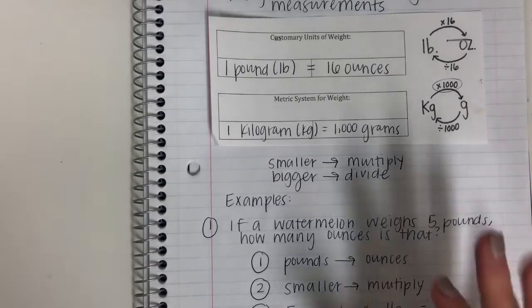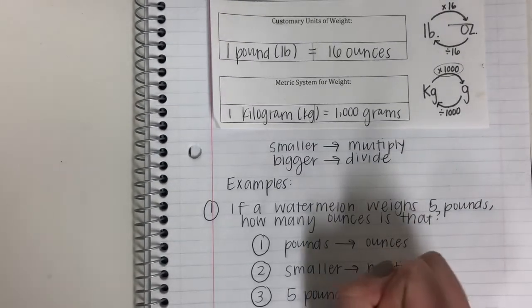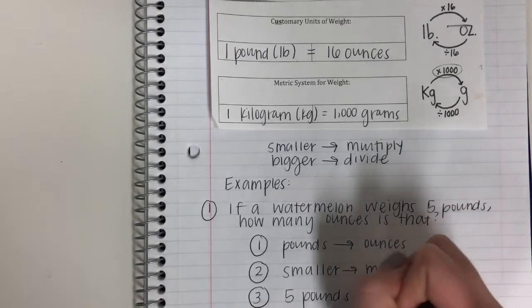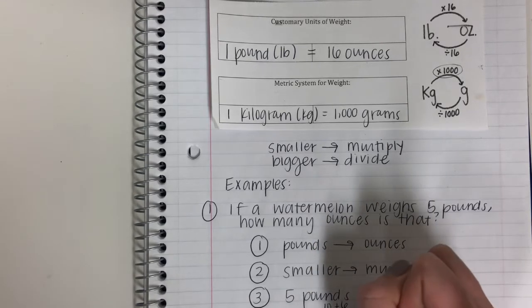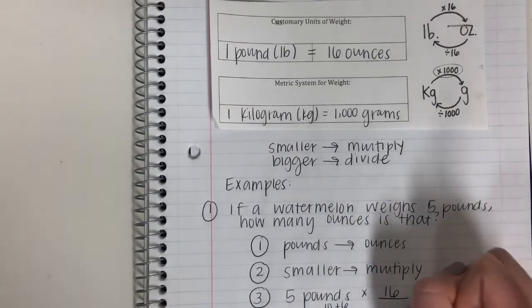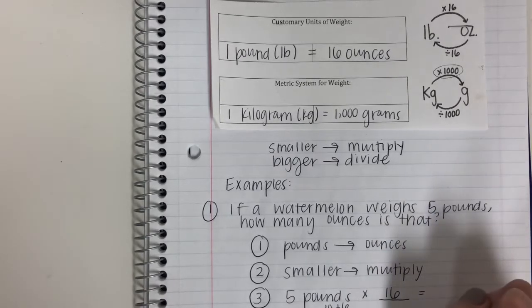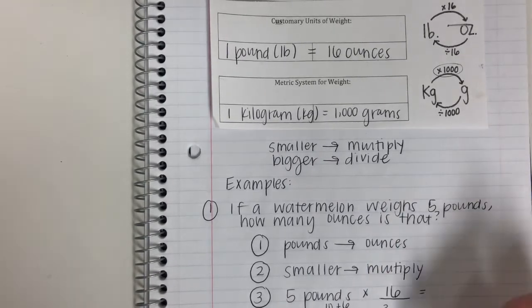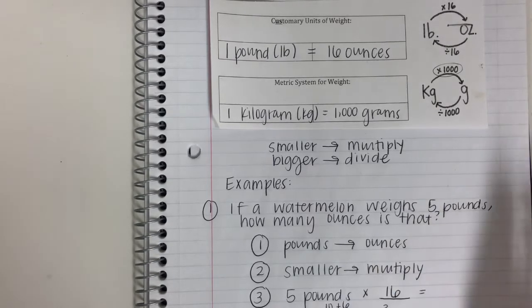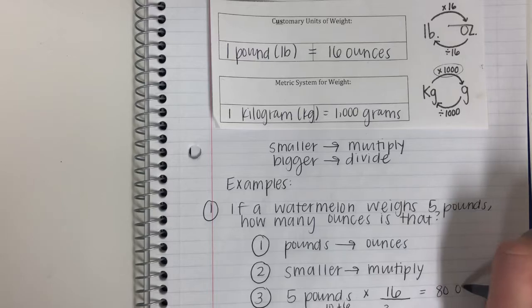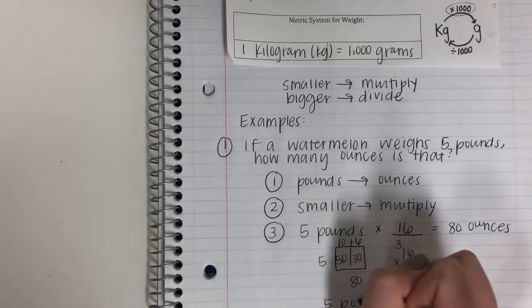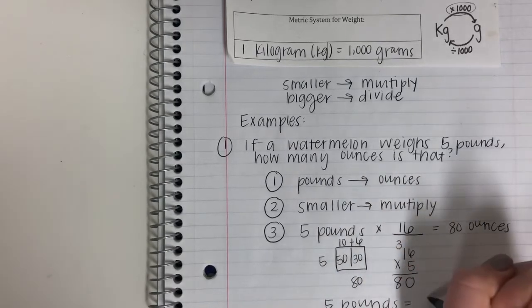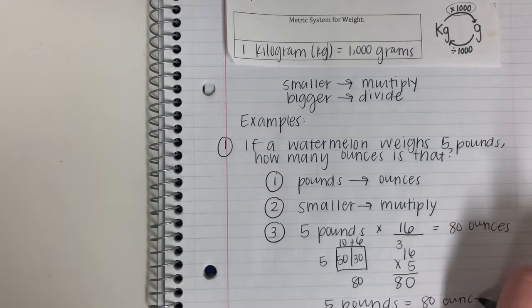So 5 times 16, we can do area model, or we can do algorithm. So I'm going to expand 16: 10 plus 6, and 5. This is 50, and this is 30. So it's going to give me 80, but I can also do the algorithm. 6 times 5 is 30. Carry the tens place, 5, 6, 7, 80. So it's equal to 80 ounces. So 5 pounds is equal to 80 ounces. Okay, let's look at another one.